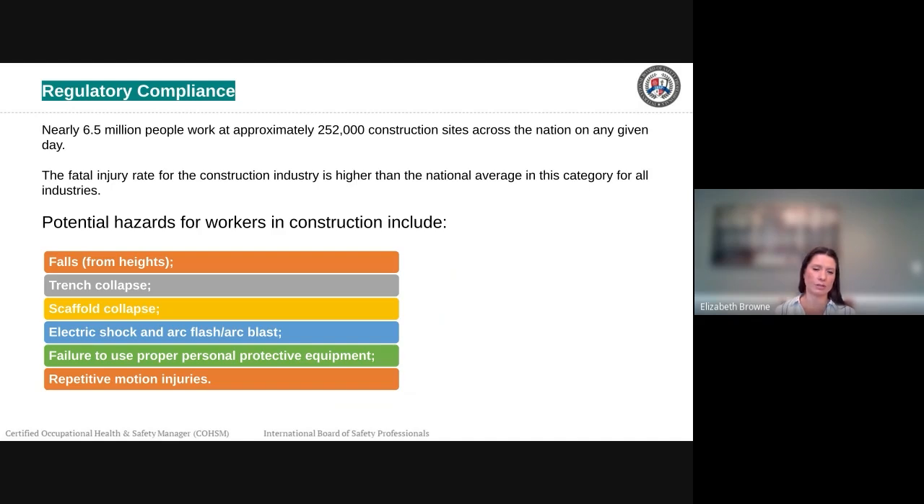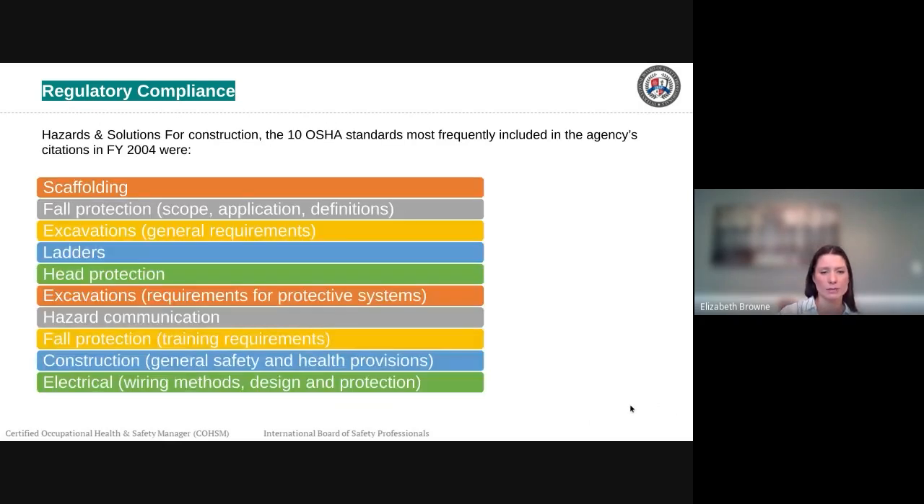Potential hazards that are commonly seen on construction sites are falls from heights, trench collapse, scaffold collapse, electric shock and arc flash or arc blast, failure to use proper personal protective equipment, and repetitive motion injuries.